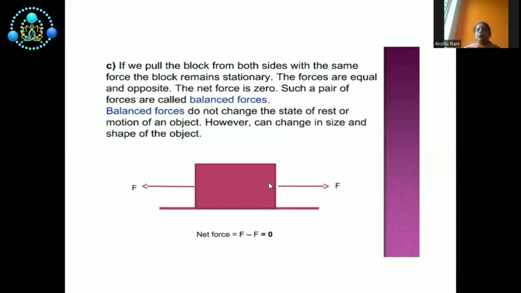When you are applying the same kind of force, that is, both of you are applying the same kind of force on the table, it is not changing its position at all. It is called balanced force. Its net resultant will be zero.